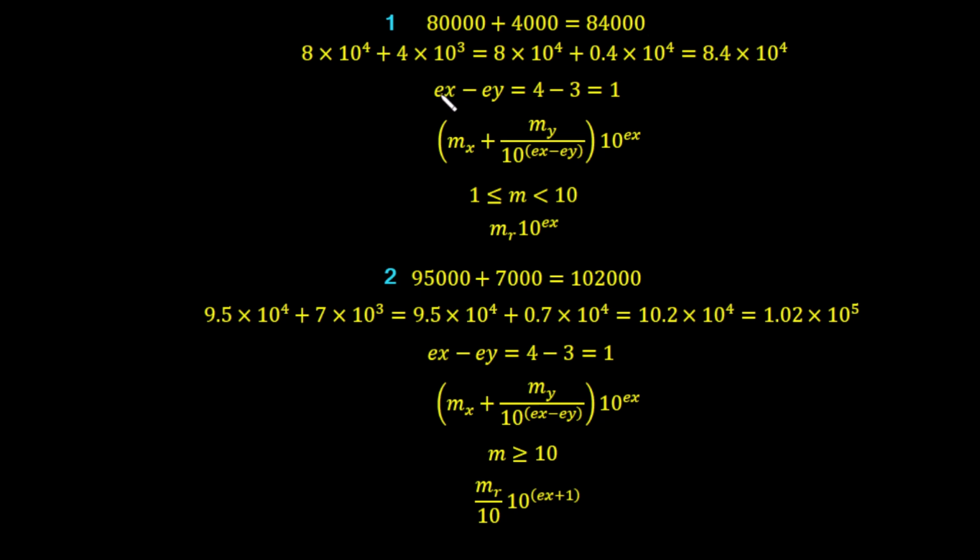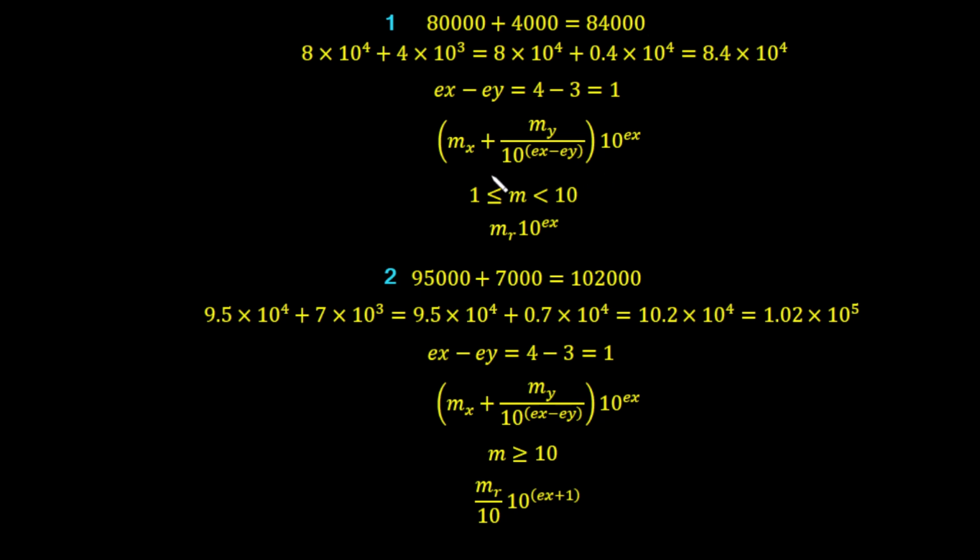Now whenever we look at these, if we look at the difference in the exponent range, in this case we're going to have e_x minus e_y. So the exponent range for x is 4 and the exponent range for y is 3. So the difference here is a value of 1.